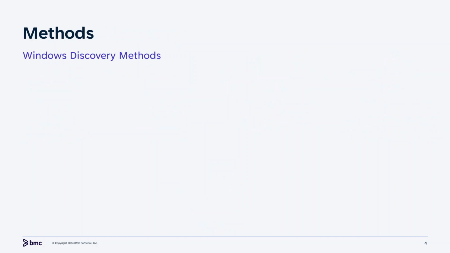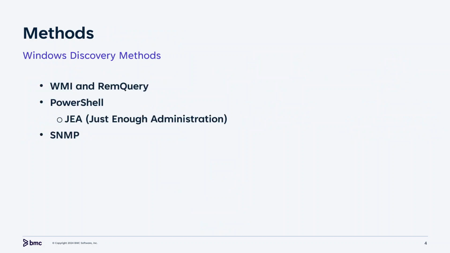Now let's look at some different methods which are used in performing the discovery. Windows endpoints can be discovered using these commonly used methods: PowerShell, WMI and RemQuery. There is a reason why I have kept WMI and RemQuery together. We will understand it at the part of the demo.